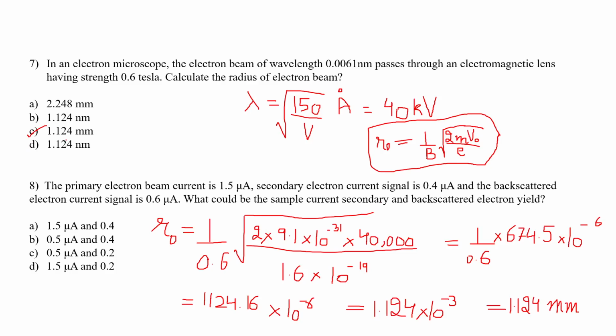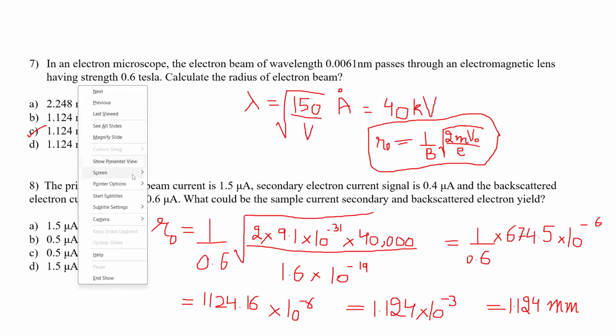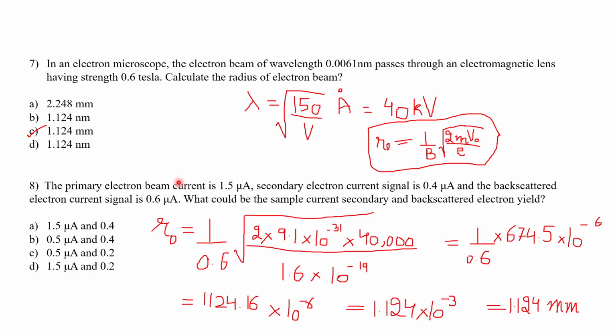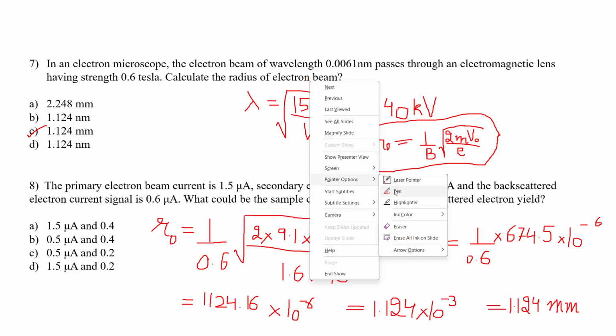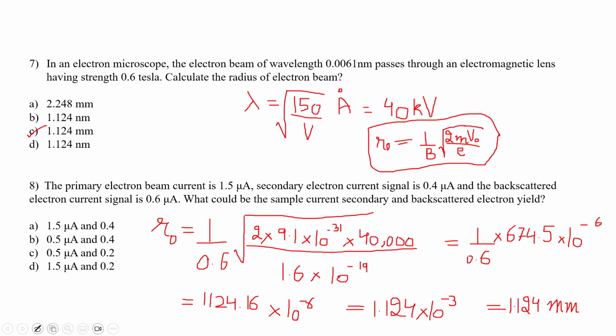Is this clear to everyone now? So firstly, your voltage is calculated using the wavelength, which is given as 0.0061 nanometer. Using this formula, lambda is equal to 150 divided by V whole raised to power 1 by 2, which gives you lambda in terms of Angstrom.